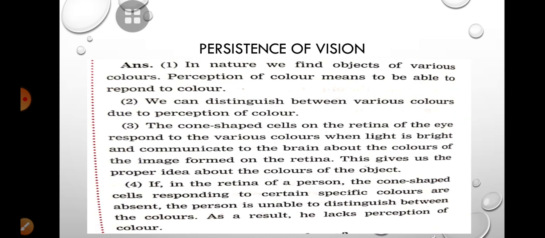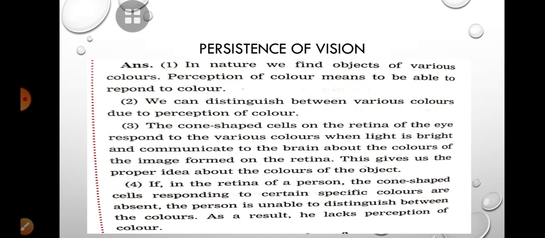Now, persistence of vision. In nature, we find objects of various colors. Perception of color means to be able to respond to the color. We can distinguish between various colors due to the perception of color. The cone-shaped cells on the retina of the eye respond to the various colors when light is bright and communicate to the brain about the colors of the image formed on the retina. This gives us the proper idea about the colors of the object.